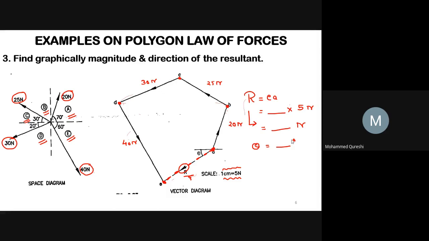So if you measure this distance, you will get 5.2. This distance will be 5.2 into 5. So you will get 26 Newton, and you will achieve the value of theta as 32 degree. In this way, you may solve and obtain the magnitude and direction of the resultant.